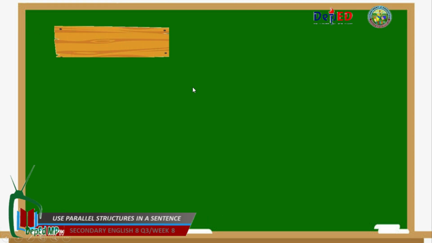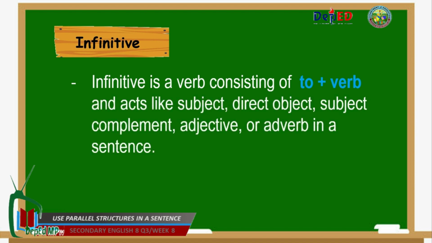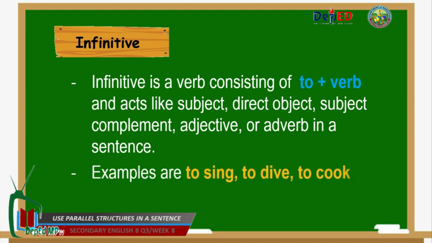Next, let's talk about parallel structure with infinitive. But what is infinitive? Infinitive is a verb consisting of to plus verb and acts like subject, direct object, subject complement, adjective, or adverb in a sentence. Examples are to sing, to dive, to cook.